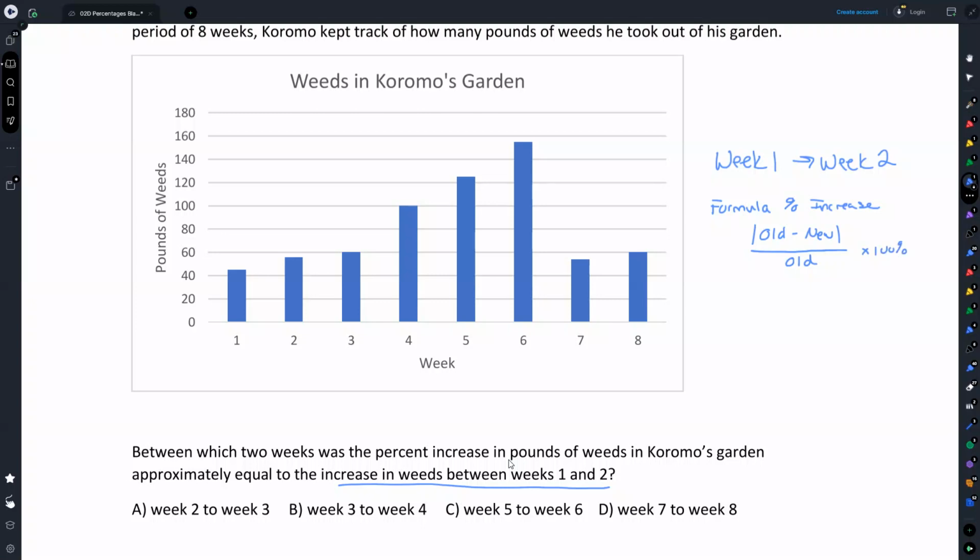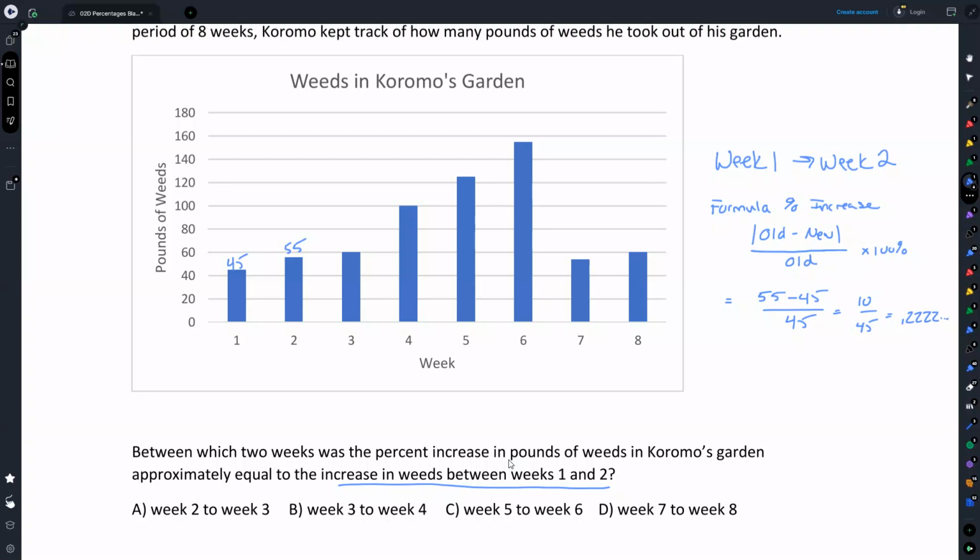So for week 1, it looks to me like it's about 45, and week 2 looks about 55. So let's subtract them on the top. It's 55 minus 45. It doesn't matter what order you subtract them in as long as you make it positive in the end. It is very important, though, that in the denominator you have the older of the two numbers. Week 1 came first, so that 45 comes first. 10 over 45, and that looks like about 0.2 repeating.